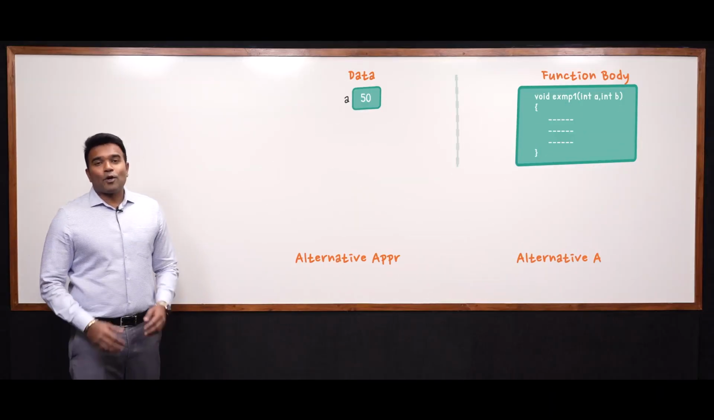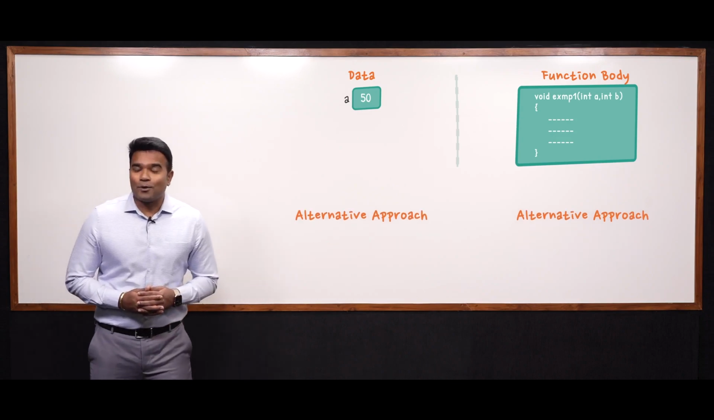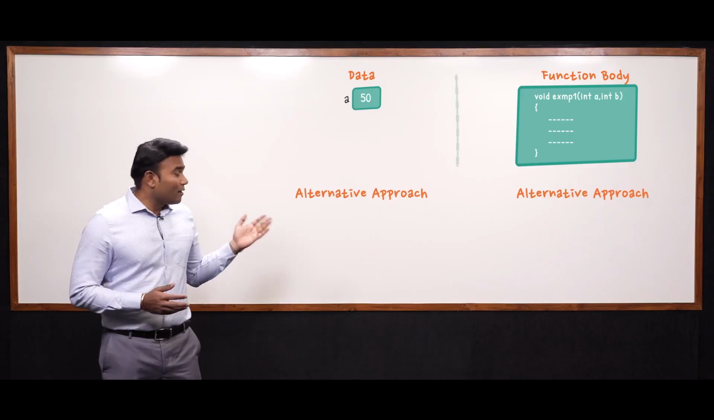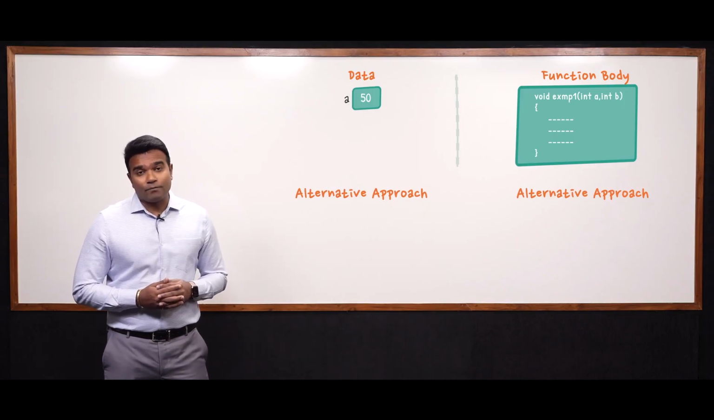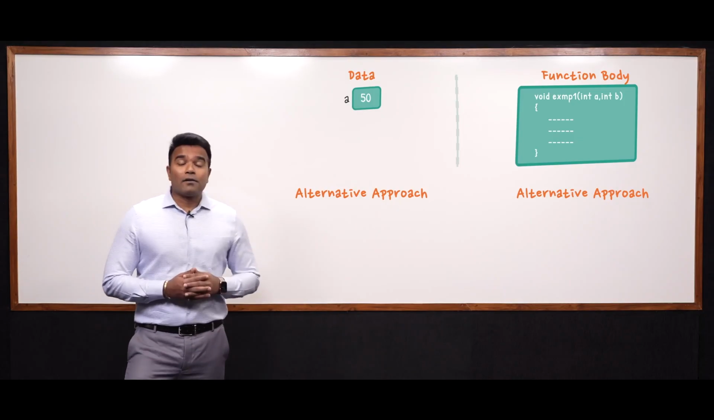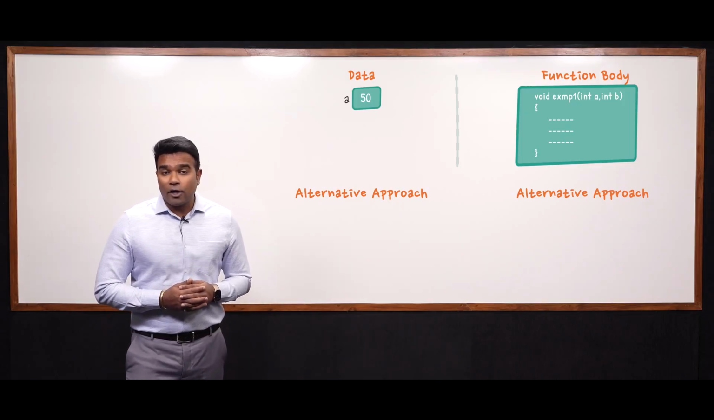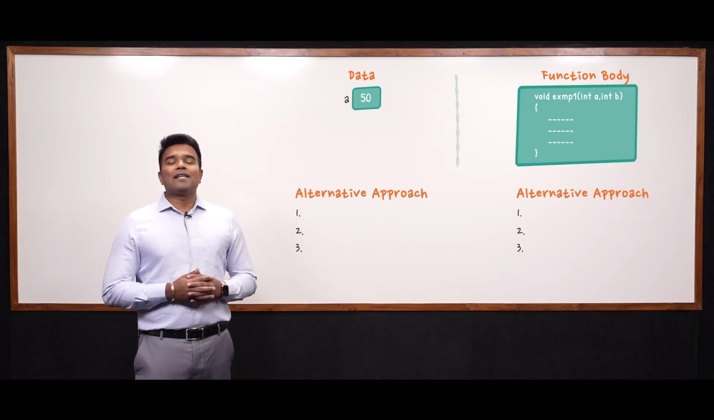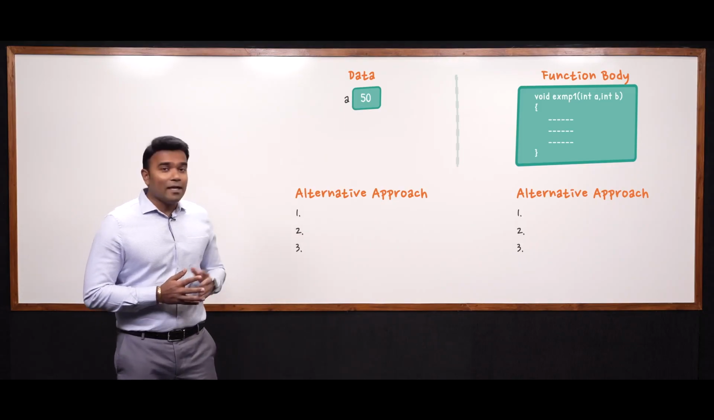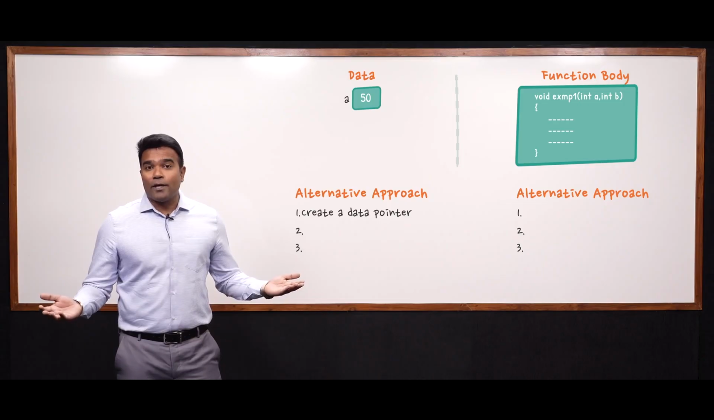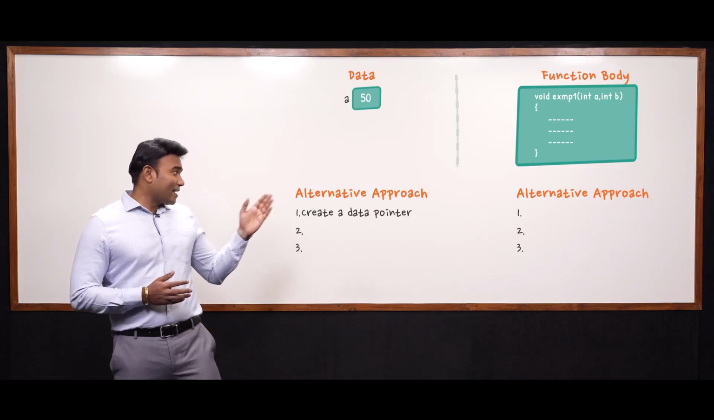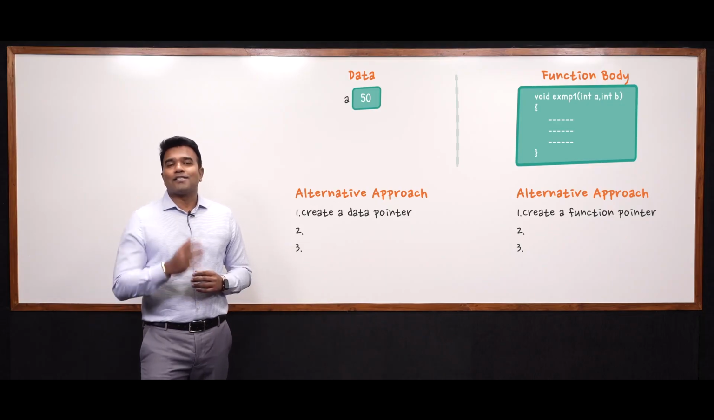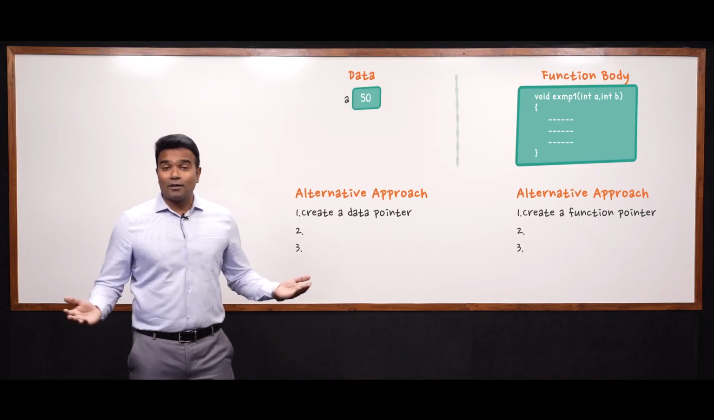The alternative approach, or the pointer approach, is actually a three-step process. Be it the alternative approach to access the data or the alternative approach to access the function, it is a three-step process. And the three steps are that in the first case here, you need to create a data pointer, and in that case, you need to create a function pointer. But then that is only the first step. What are the other two steps?